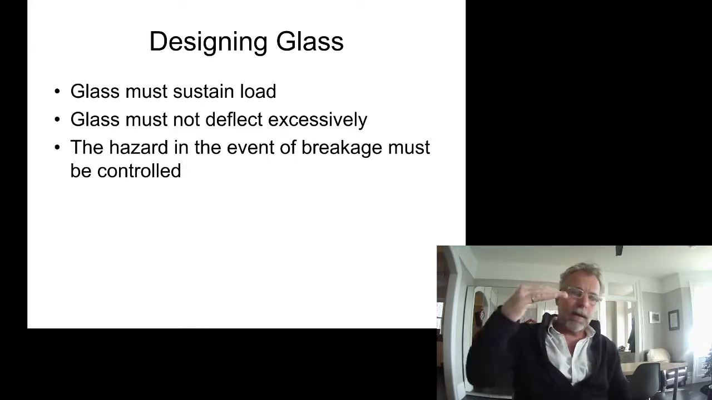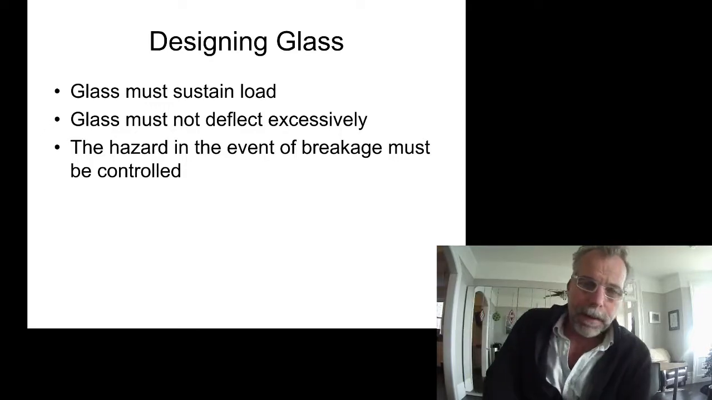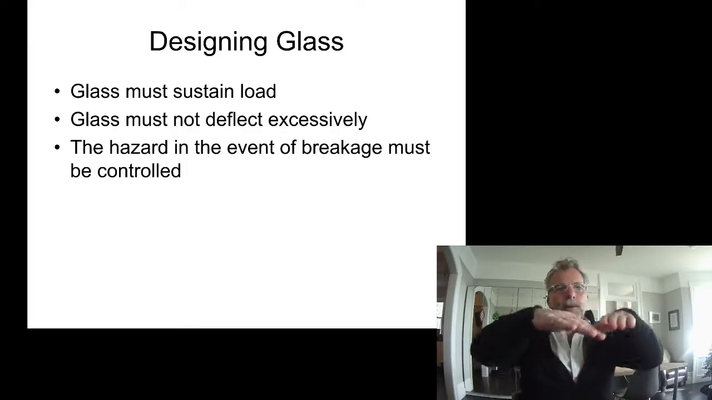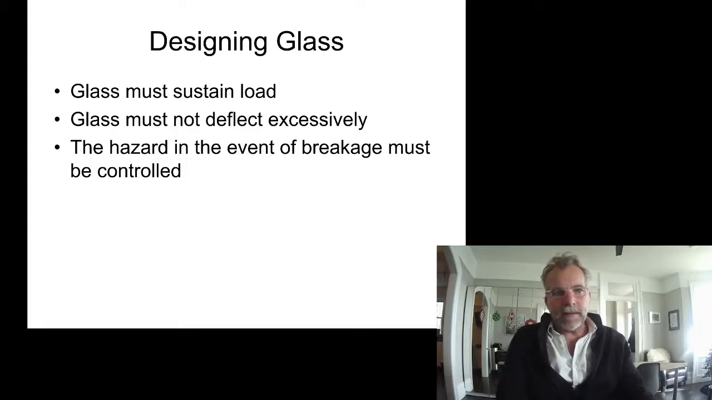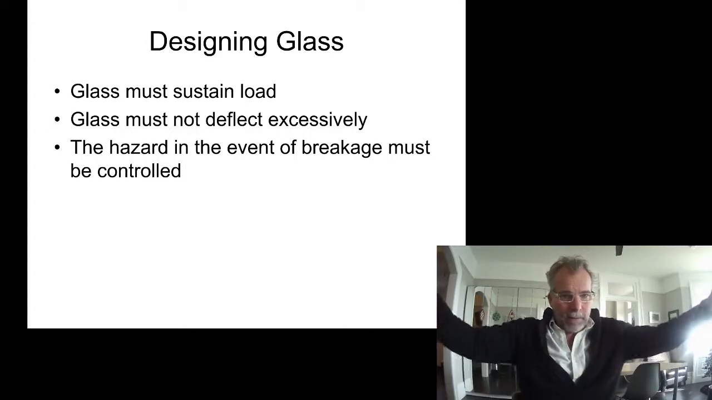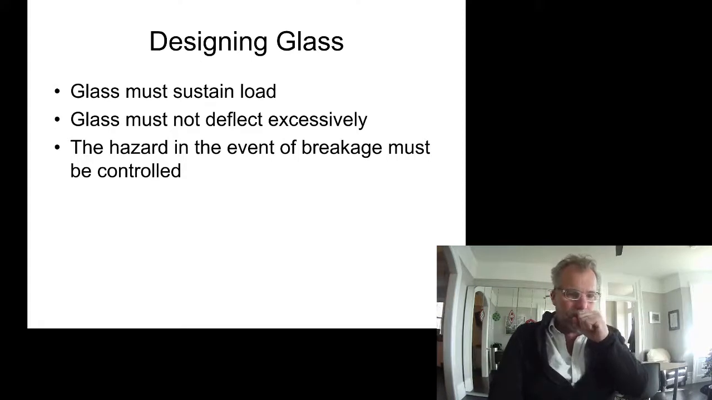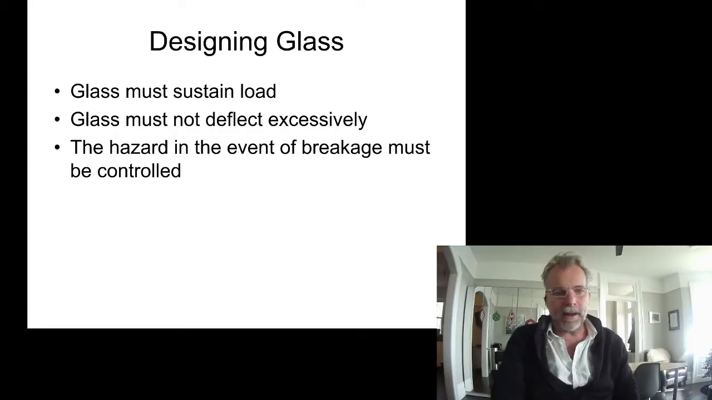In a canopy, we can't have glass falling on the ground in the event of an overload. So either we need to provide a net below the canopy, or we use laminated glass with an interlayer. And if we use laminated glass with an interlayer, then we have to make sure that the interlayer will span as a catenary to the points of support, so that the interlayer will prevent glass from falling on the sidewalk below.